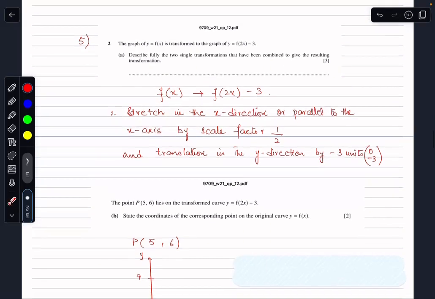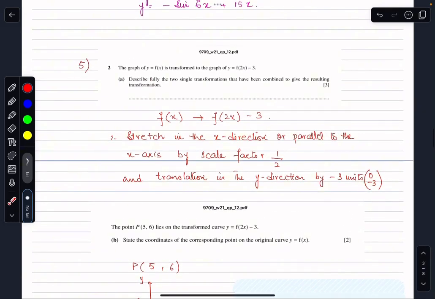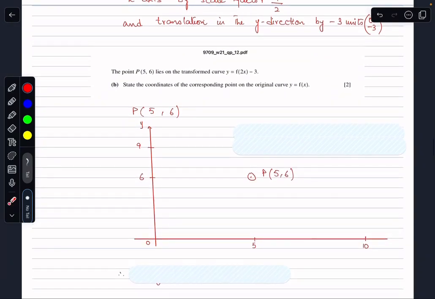So this is continued by the point 5, 6 lies on the transformed curve y equals f(2x) minus 3. For this curve, there is a point P which is 5, 6. State the coordinates of the corresponding point on the original curve. So after transformation, there is a point which is 5 and 6. What was the original point for this P, 5 and 6 here? So this is what the question is asking us for. So let's start working on it.